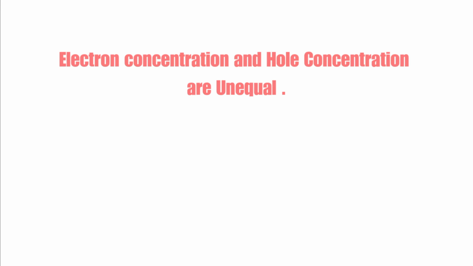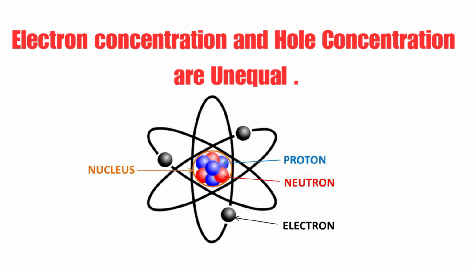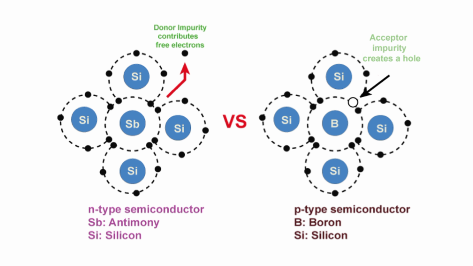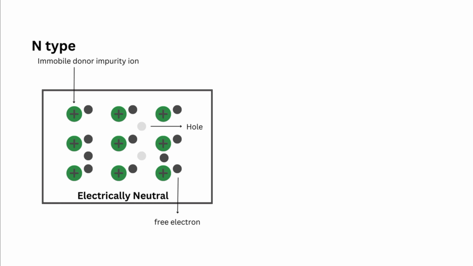Okay, so after adding the impurity, the electron concentration and the hole concentration will be unequal to each other. That means here the electron concentration will not be equal to the hole concentration in the semiconductor. So after adding the impurities, if the hole concentration is less than the electron concentration in the semiconductor, then the electrons will dominate, and that will be called an n-type semiconductor.